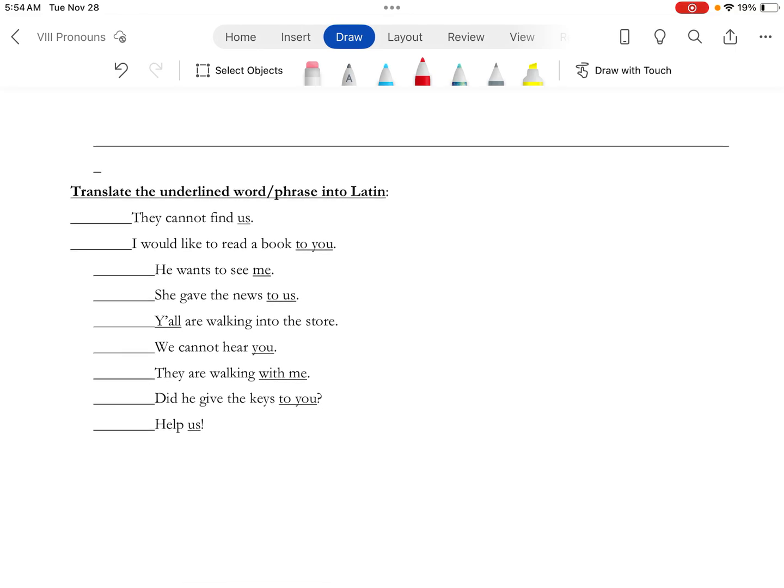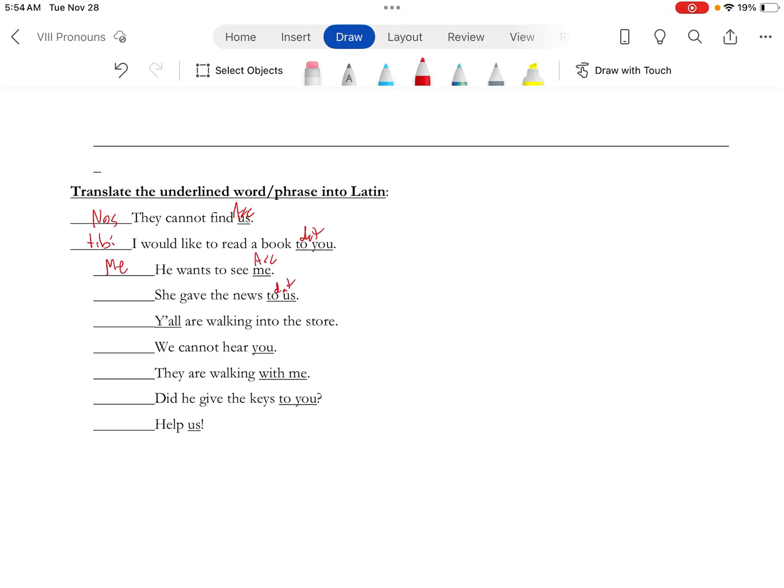And then translate the underlying word or phrase into Latin. Alright, so we're using the pronouns again. So this is going to be accusative. Nos. To you, tibi. Accusative, me.